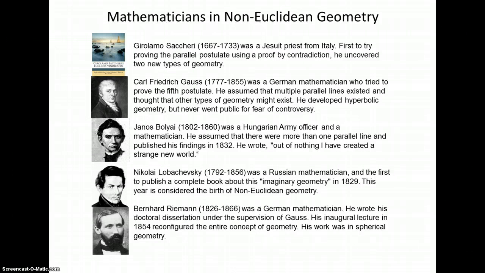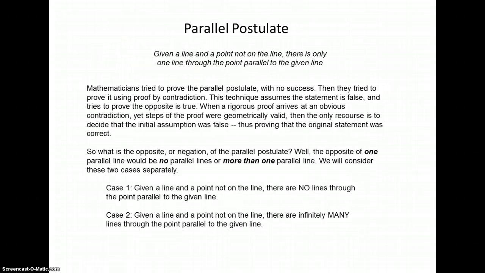There were many mathematicians who worked on the 5th postulate, trying to prove that it could be derived from the other 4. Saccheri first tried to use a proof by contradiction. He uncovered 2 new types of geometry. Gauss, Bolyai, Lobachevsky, and Riemann were all mathematicians that also tried to prove it and also developed the 2 geometries discovered by Saccheri. The parallel postulate was not able to be proved, even by contradiction. But if we think about this, it can help us learn about the 2 new types of non-Euclidean geometry.